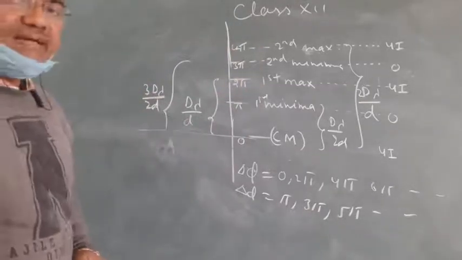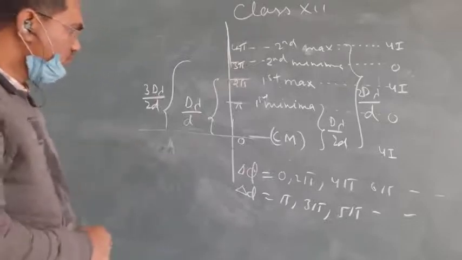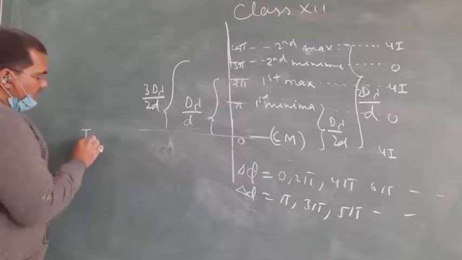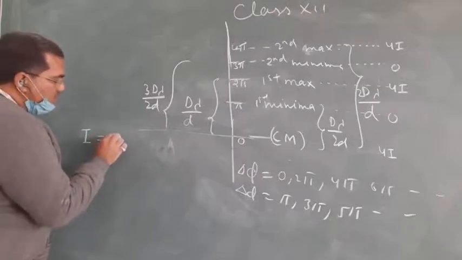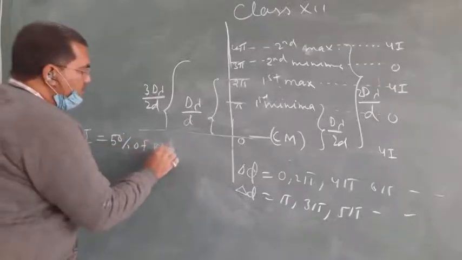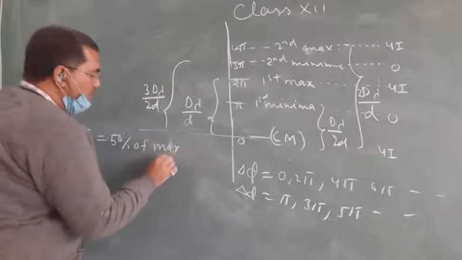So the question is that the intensity comes 50% of the maximum intensity.